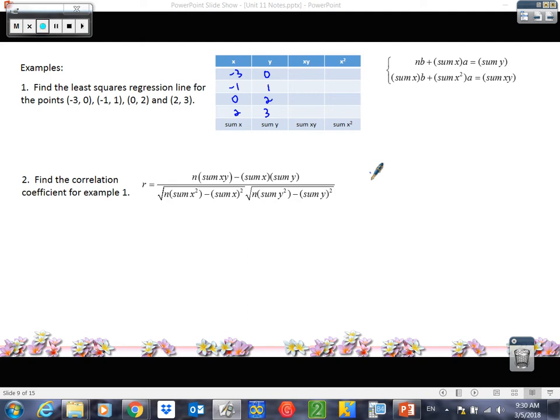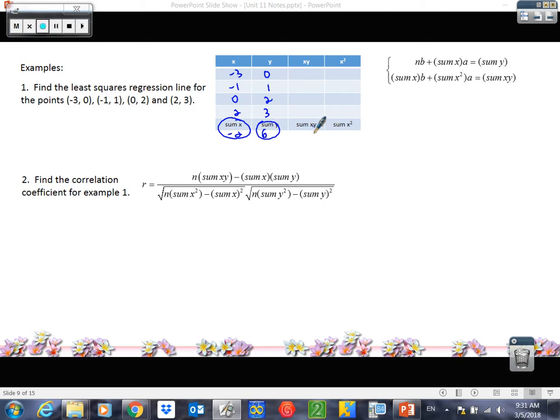Now I'm going to add the columns because we're going to need those numbers in our formula. So I'm going to add this down to get sum x. So negative 3 minus 1 plus 2 is a negative 2. I'm just circling it so we can see that that is sum x. So the y's, I'm going to add those, the 3, the 2, and the 1, and we get a 6. That's what sum y is.